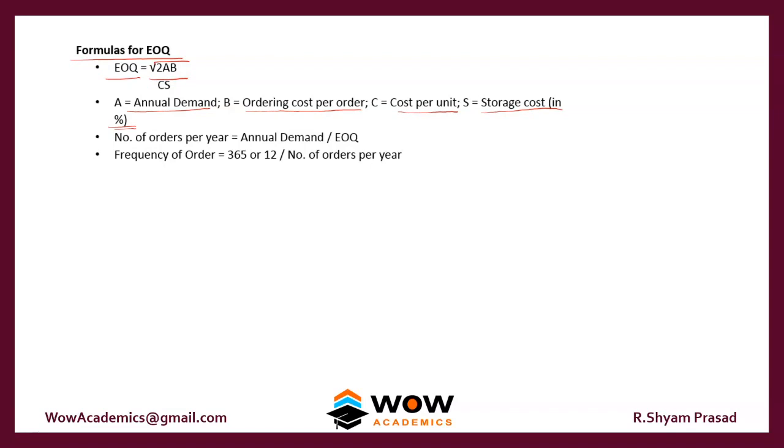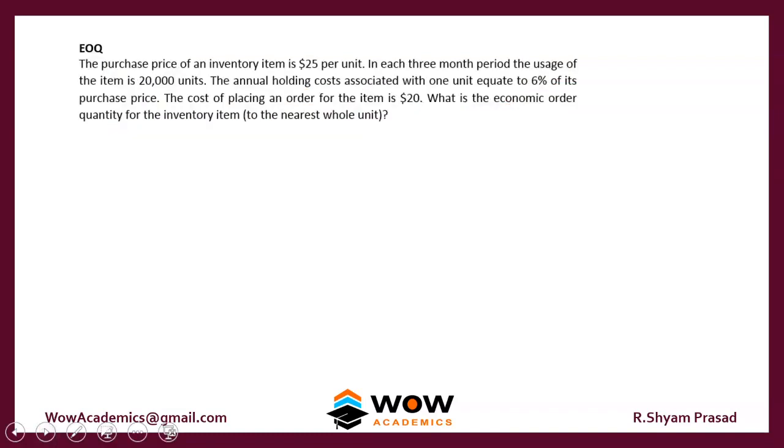And to find out these, for example, if they ask you the number of orders per year, then it's annual demand divided by EOQ. If they ask you the frequency of order, it is 365 days or 12 months divided by the number of orders per year. So that is how the formulas work. So we'll start with the problem.